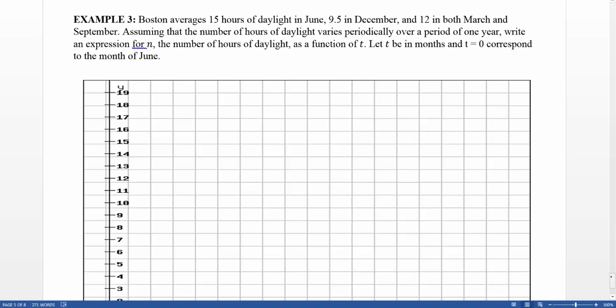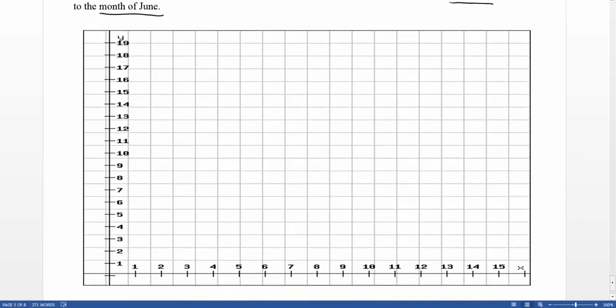So there's a lot of information here. One of the most important pieces is that t equals 0 corresponds to the month of June, which means that when my function begins, the measurement begins in June. So I know that in June, I have 15 hours of daylight. So that means if I want to take a stab at graphing this function, when I start my graph, I'm going to start at 15. So when time equals 0, the daylight is 15 hours.